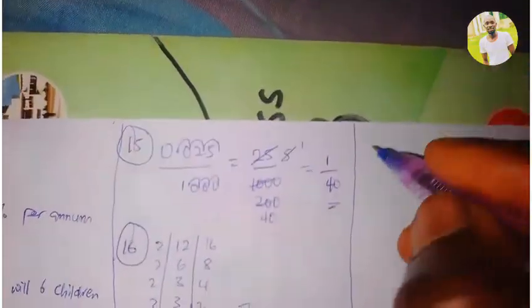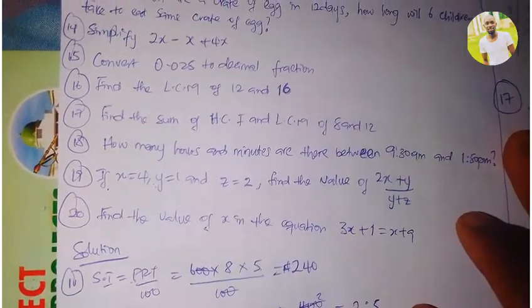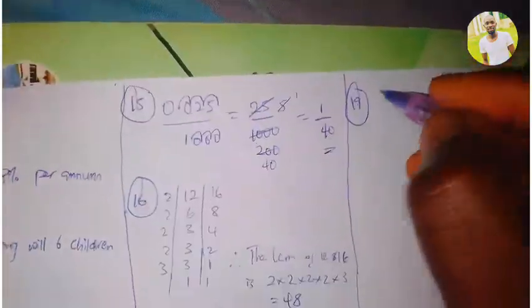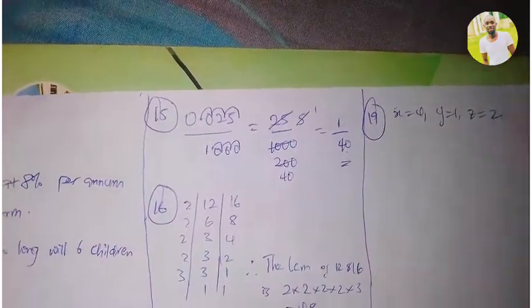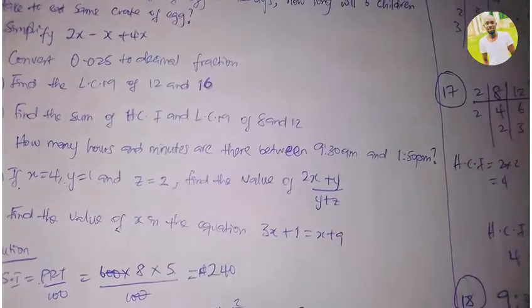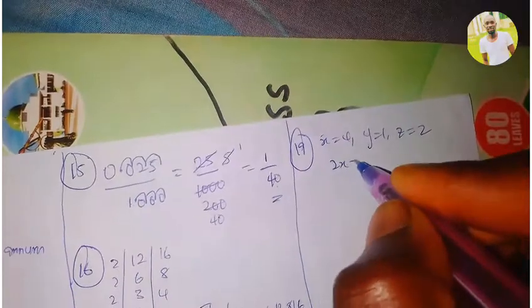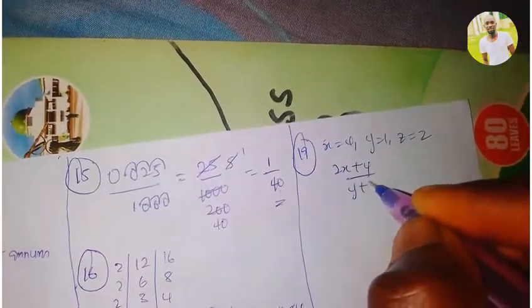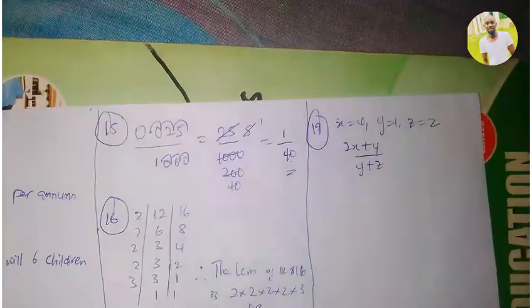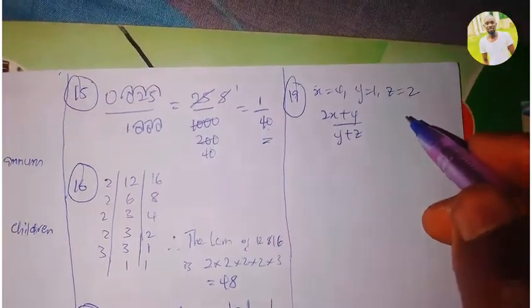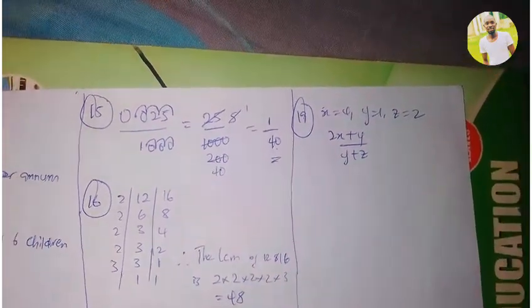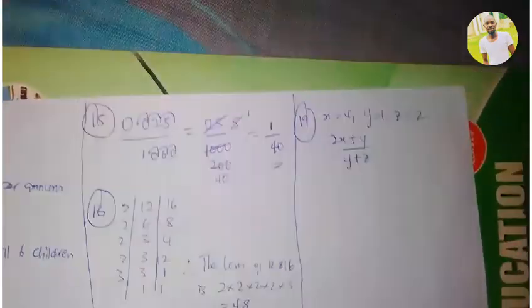Number 19 question says: if x equals 4, y equals 1, z equals 2, find the value of 2x plus y over y plus z. Now, as a good young mathematician, x equals 4, y equals 1, z equals 2. Those are the values of the variables given to us.